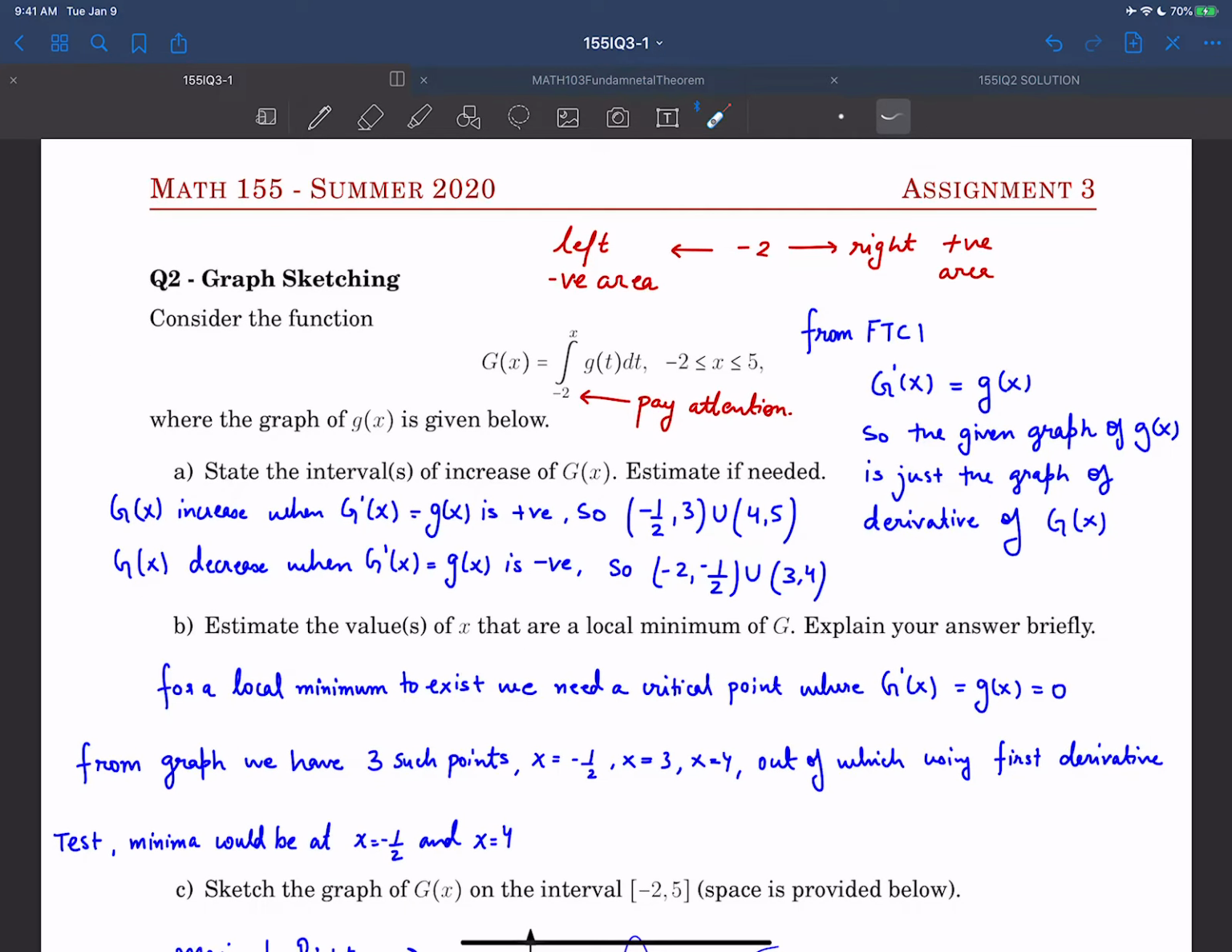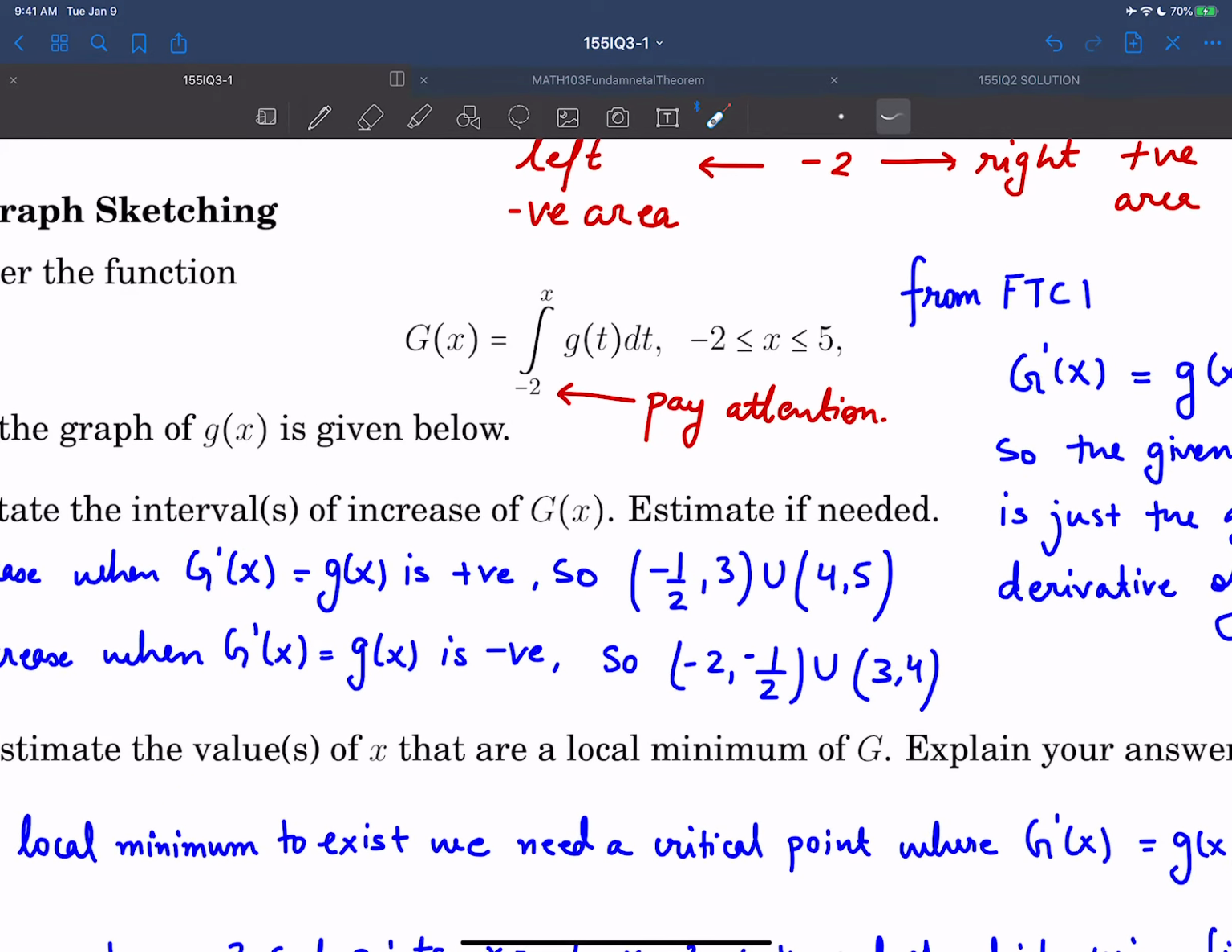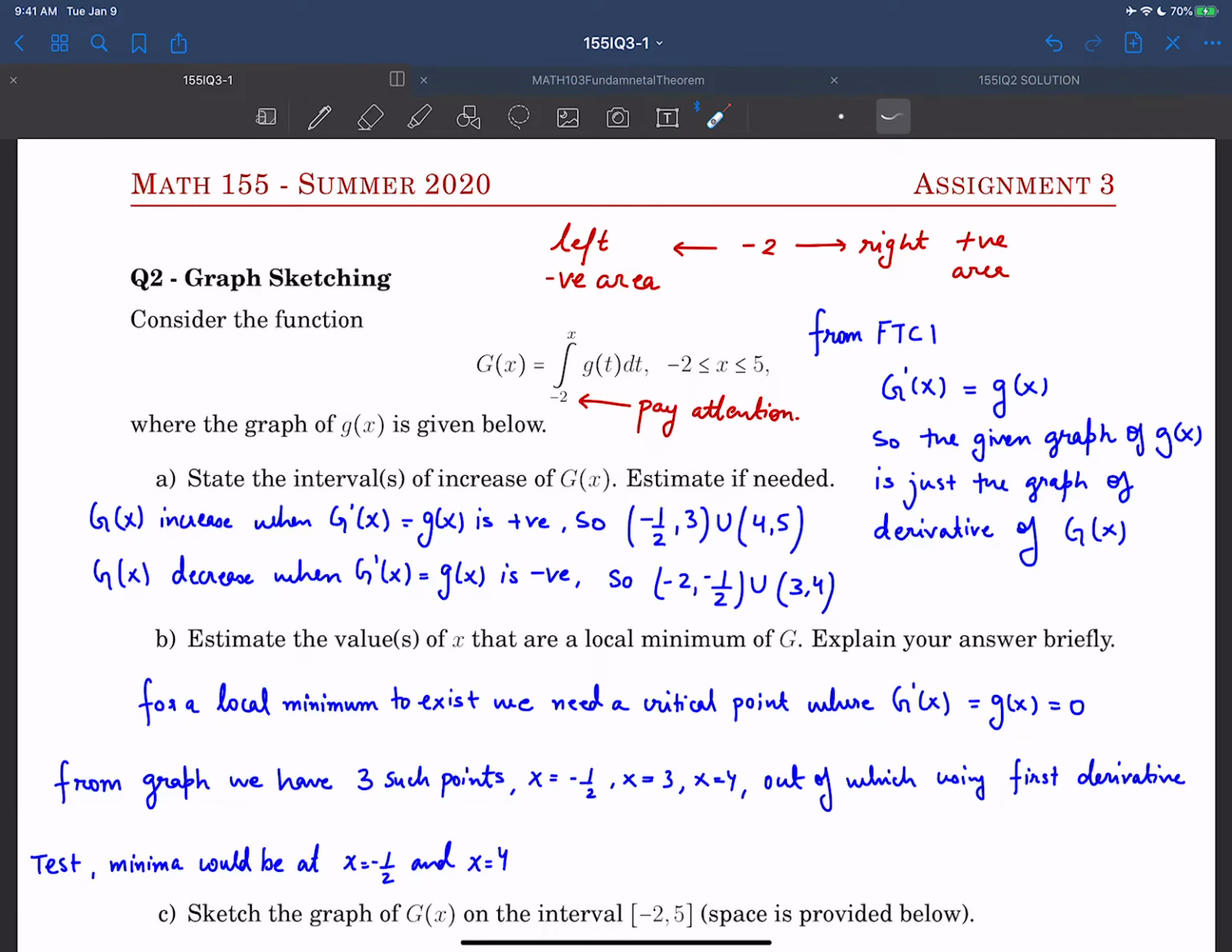So now what they've given you is, considering this function, they've defined an area function, which is the capital G of x, that spits out the area under the graph g(t) from -2 to some x that you choose, where x could take any value between -2 and 5. That is the definition of the area function that we have here. Now we have to pay attention to the starting point: it starts at -2, and then you're going to start to sweep the area.